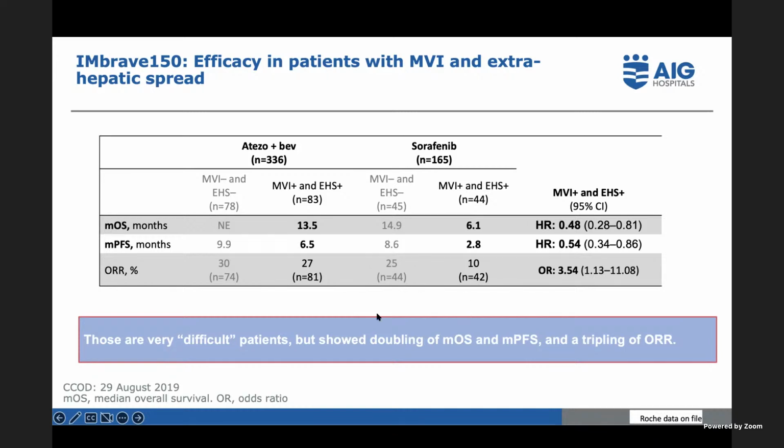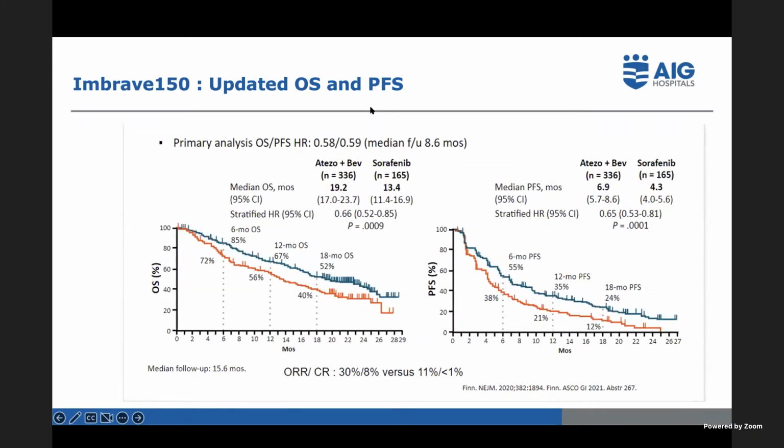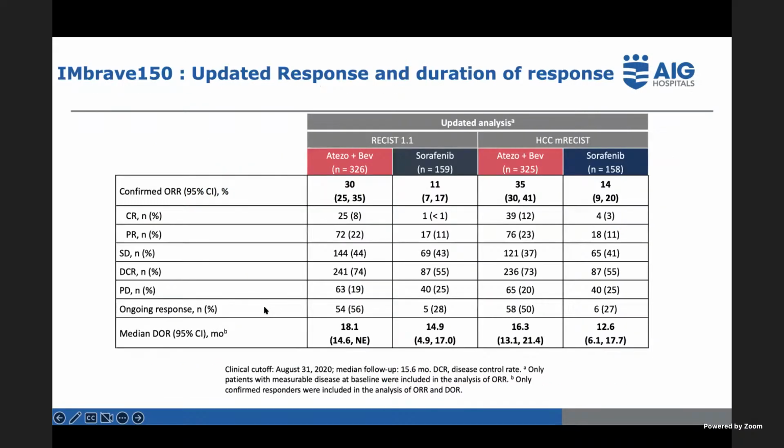They agreed that these were very difficult to treat patients, but even in this cohort of patients, they showed a significant doubling of the overall survival and the progression-free survival. Also, this is the updated data. If we see the atezo-bevar, the median overall survival was 19.2 months when compared to 13 in sorafenib. And if you see, the progression-free survival is around 6.9 months compared to 4.3 months. And it is a follow-up of around 18 months now.